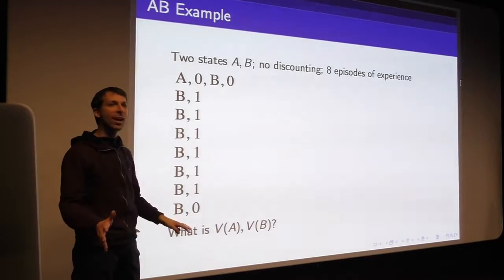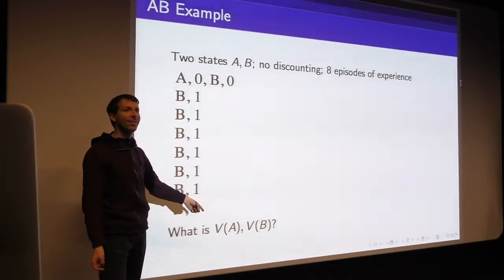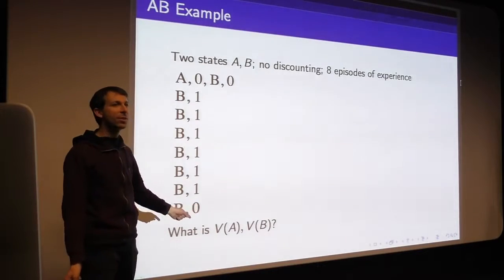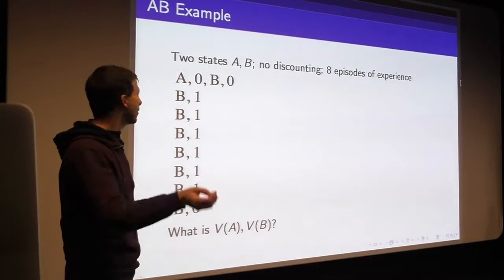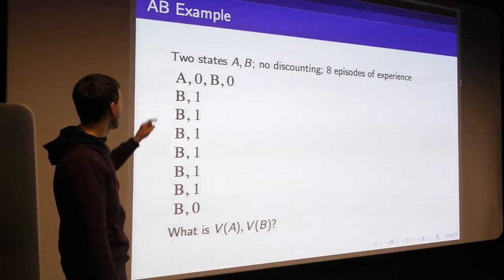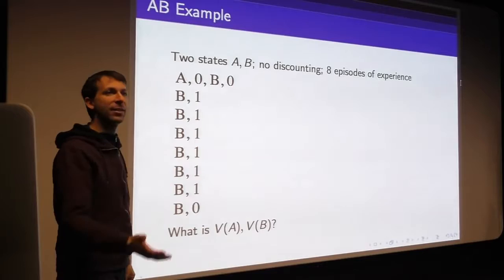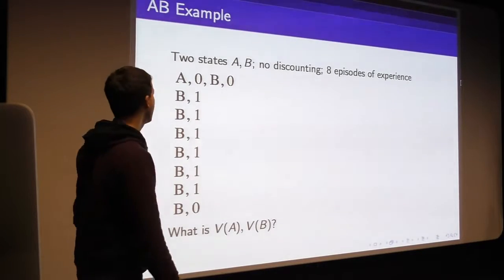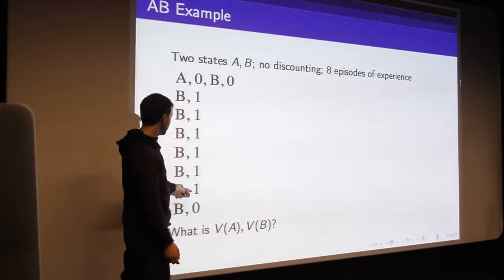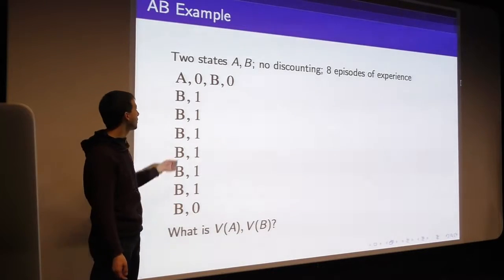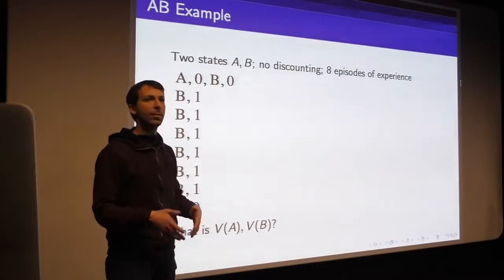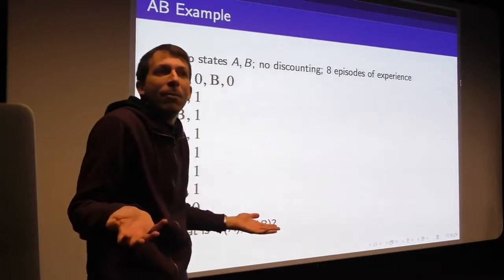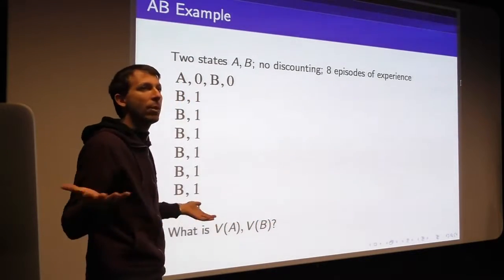So the question for you guys is, what's the value function? Any suggestions? What's the value of A and B? Let's do the easy one first of all. What's the value of B? We've got 8 episodes starting from B. 6 of them got a value of 1. 2 of them got a value of 0, so I think everyone would agree the value is 6/8 or 0.75.